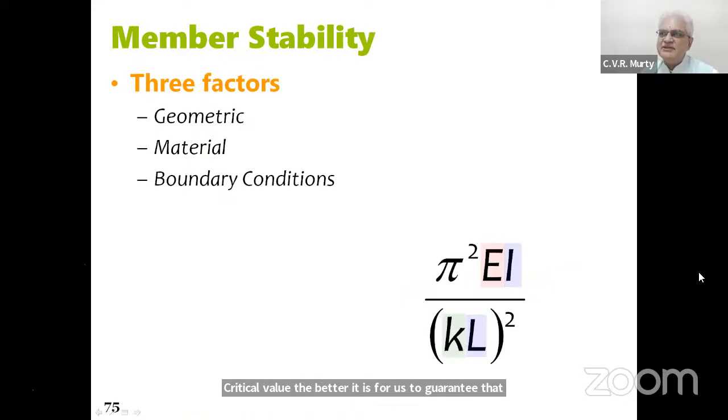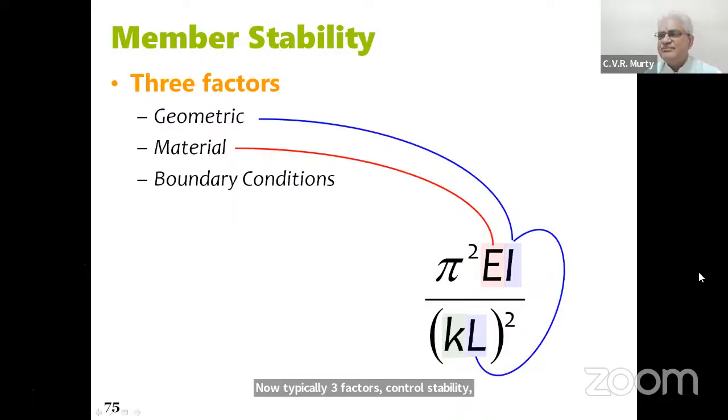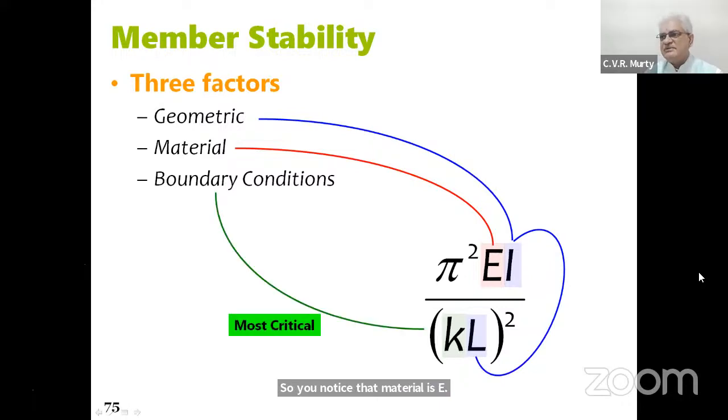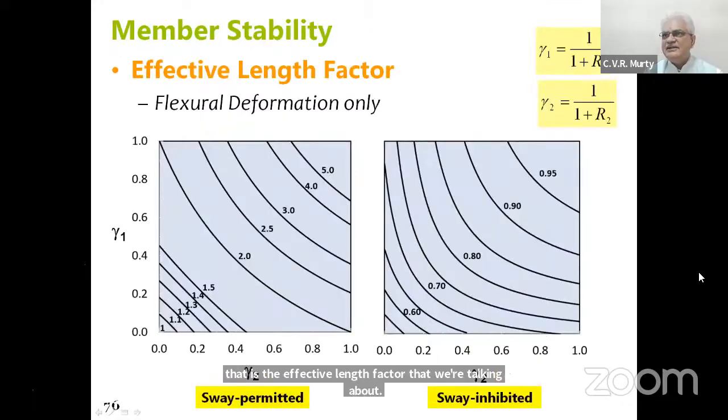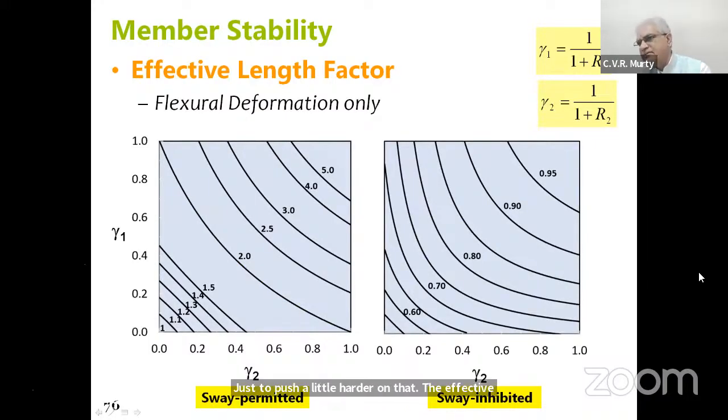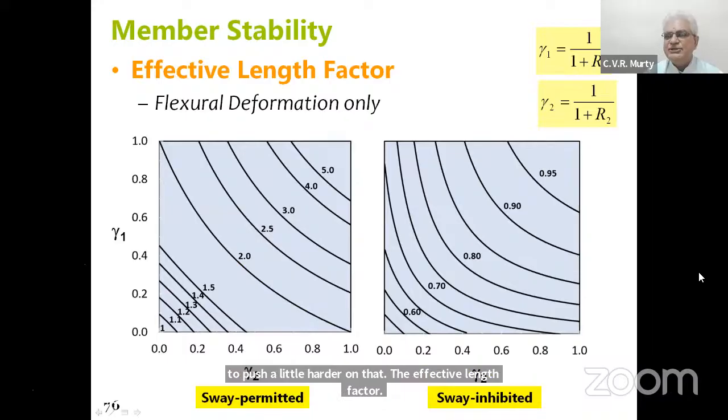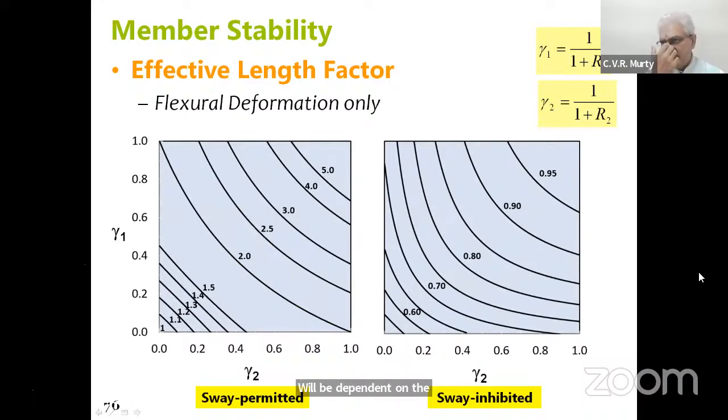Now, typically three factors control stability: geometric, material, and boundary conditions. So you notice that material is E, geometric is I and L, and boundary conditions is about the most critical item, and that is the effective length factor that we're talking about. Just to push a little harder on that, the effective length factor will be dependent on the end conditions of the member. And this is what you know from the Indian standard right now, that it can go from 0 to 1 to infinity in the case of sway structures, and 0 to 0.5 to 1 in the case of the non-sway structures.